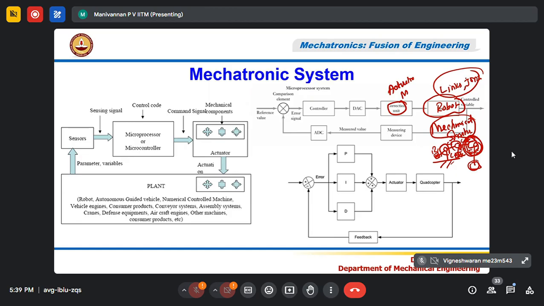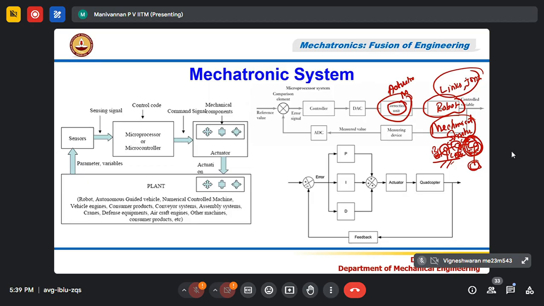The end effector will not move on its own. The link will not move on its own. The joint won't move on its own unless you attach an actuator. That's what I'm saying. So the mechanical structure is controlled by an actuator. That is called a correction unit.